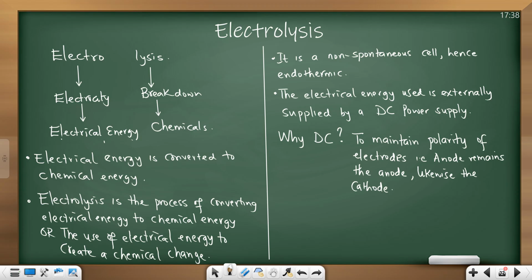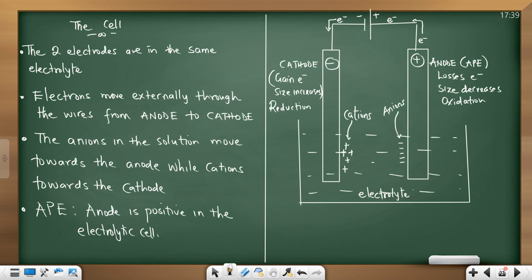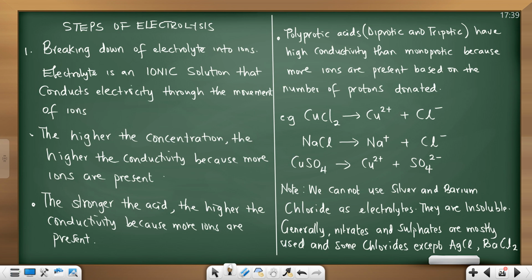So we said electrolytic cell. This is just a quick overview. It is a cell that converts electrical energy to chemical energy. We defined electrolysis. It's non-spontaneous and it's endothermic. The electrical energy used is a DC, and that is to maintain polarity. Then we looked at the 3 steps of electrolysis. Electrons move externally from anode to cathode always. The anions go to the anode, and cations go to the cathode always.